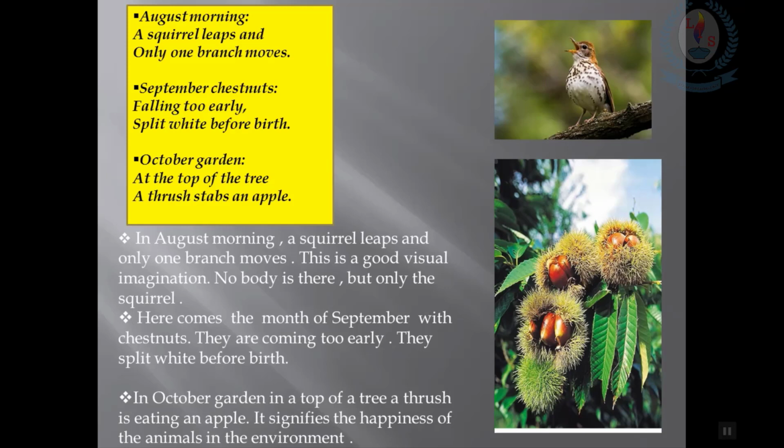Here comes the month of September with chestnuts. They are coming too early. They split white before birth. In October garden, at the top of a tree, a thrush is eating an apple. It signifies the happiness of the animals in the environment.